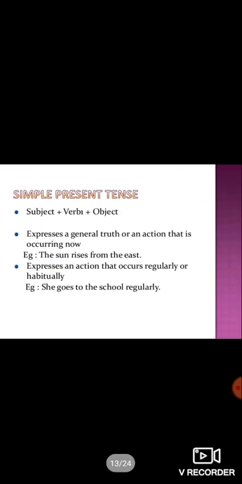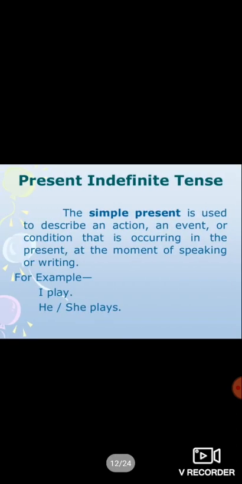Now the simple present tense rule is subject plus verb first form with the object, and that expresses a general truth or action that is occurring now. For example, the sun rises from the east. It also expresses an action that occurs regularly or habitually. She goes to school regularly. Here, the point is where we have to use s or es. For the singular, we have to use s or es, and for the plural, we need not use s or es.